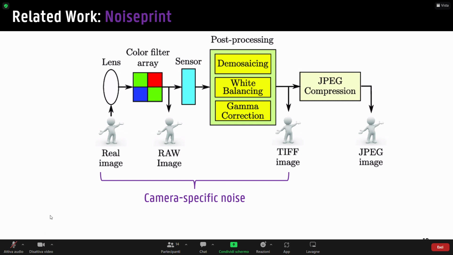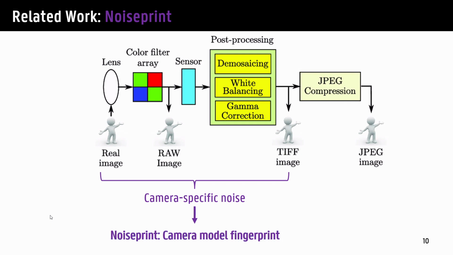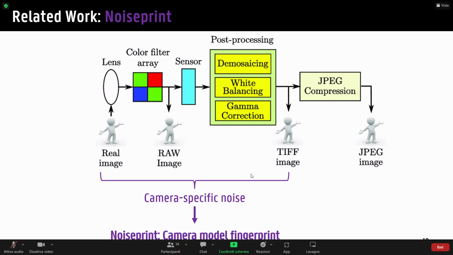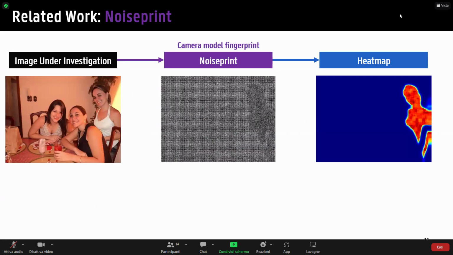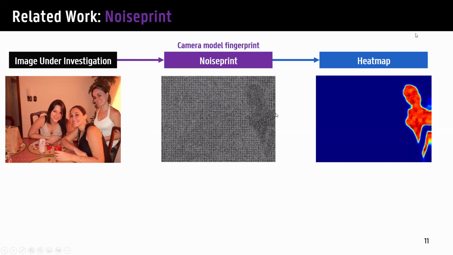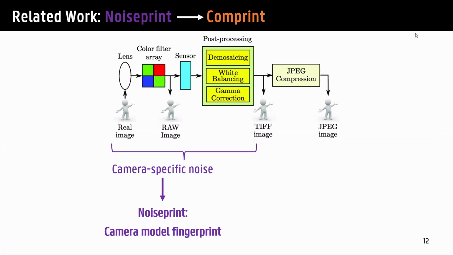For example, there is some noise unique to the sensor. And NoisePrint is basically exploiting this and is creating a camera model fingerprint from an image. So when we have an image, the NoisePrint method automatically extracts a camera model fingerprint. And then in this fingerprint, we can see, for example, here, 2 different regions. So this means that one region comes from a camera, which is not the same as the other region. And we can simply transform this NoisePrint into a heat map, which then clearly shows the region that was probably forged.